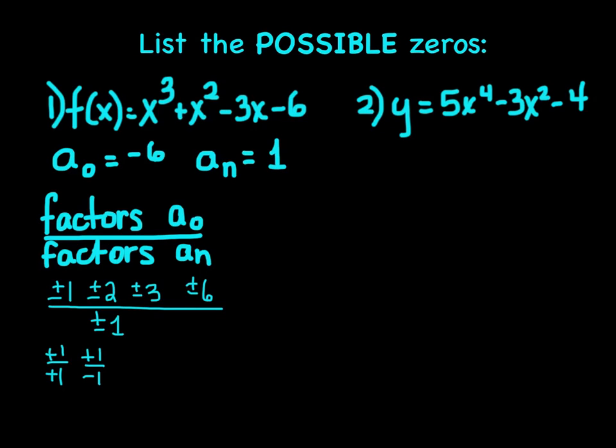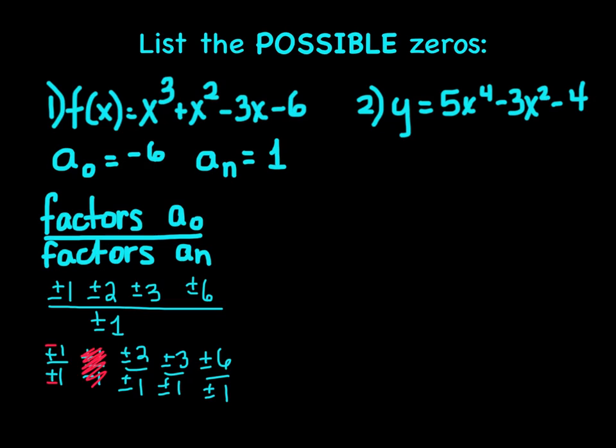Oh, don't want to erase. Okay, so instead of doing it this way, I'm just going to say I can multiply plus and minus 1 over plus and minus 1. I can also do plus or minus 2 over plus or minus 1. I can also do plus or minus 3 over plus or minus 1. And I can also do plus or minus 6 over plus or minus 1.